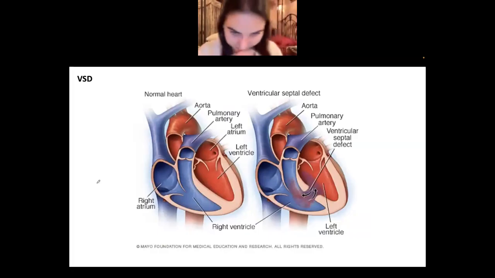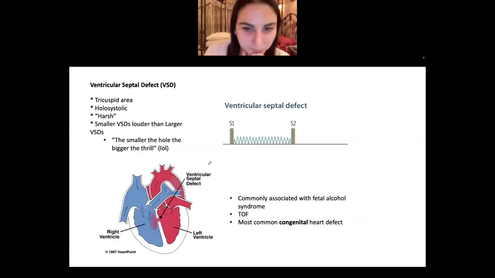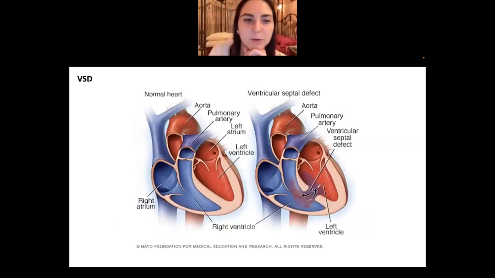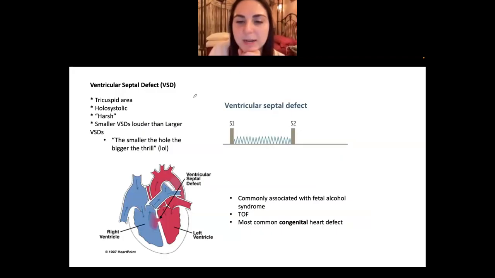Okay, VSD, ventricular septal defect. I just wanted to show it to you to visualize it, but this is going to be heard at the tricuspid area. The reason is that when you're thinking of murmurs, it's about where the murmur is going. The murmur is going from the left ventricle to the right atria, so it's going to seem like it's moving towards the tricuspid valve. That's why you can hear it in the tricuspid area.